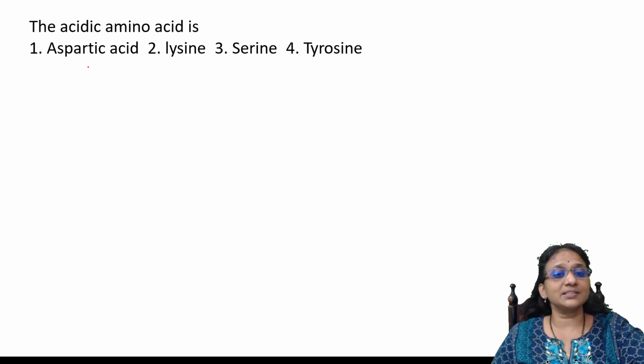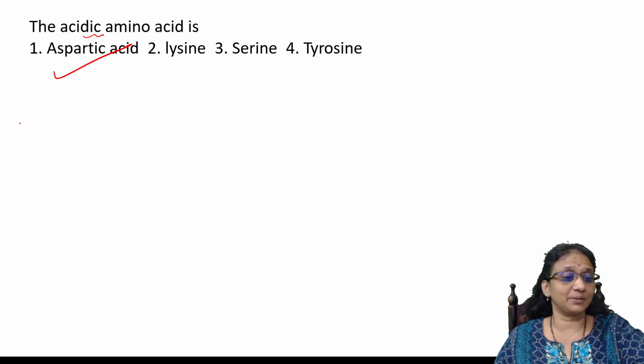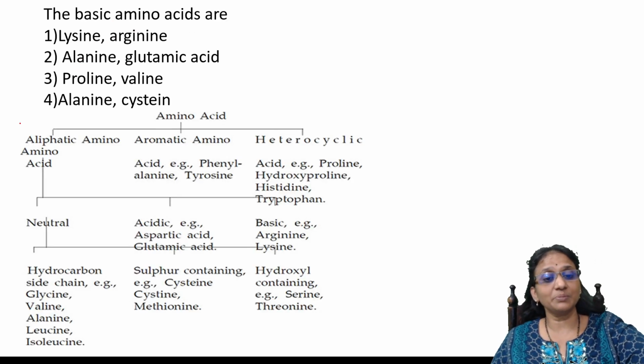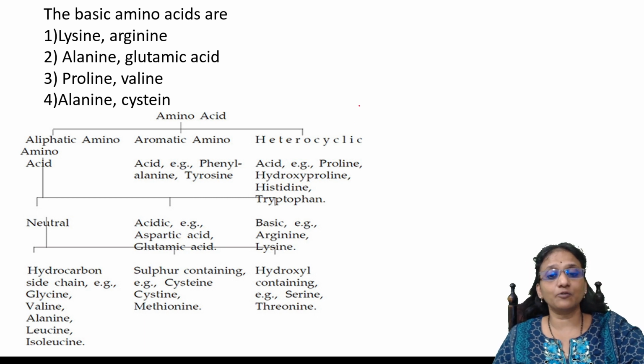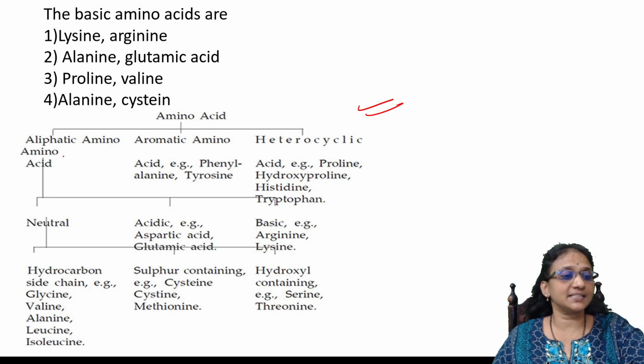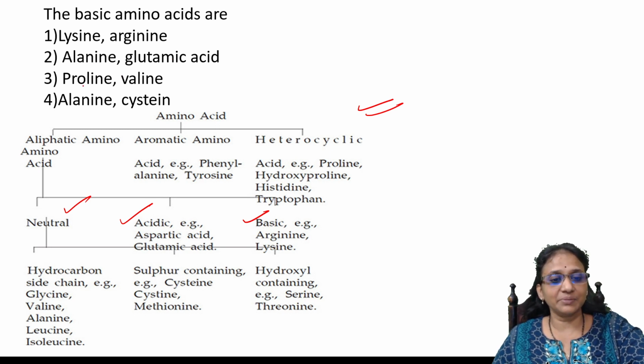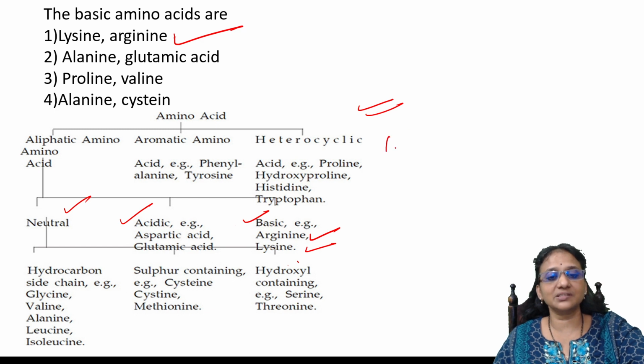Next, the acidic amino acid. So remember students, when they say acidic group, check for aspartic acid, glutamic acid like that. So aspartic acid is an acidic amino acid. Next comes, what are the basic amino acids? For you to remember, I have got one table. Amino acids are classified into acidic amino acids, basic amino acids, and neutral amino acids. So they're asking, basic amino acids are what? Yes students, observe carefully. Basic amino acids are lysine, arginine. These are basic amino acids. So remember this table. This is important.